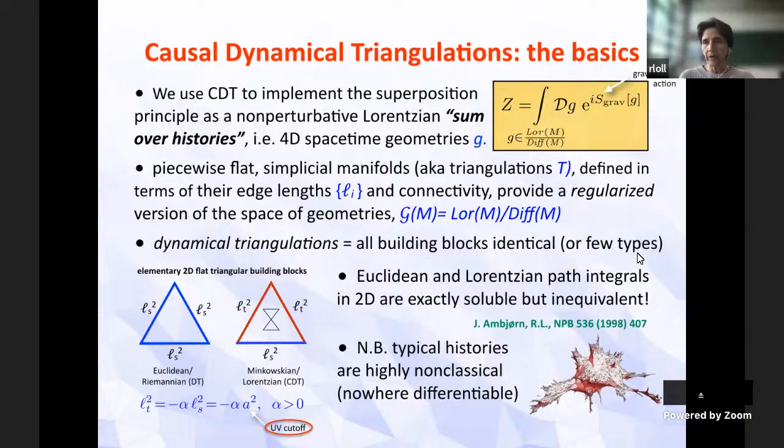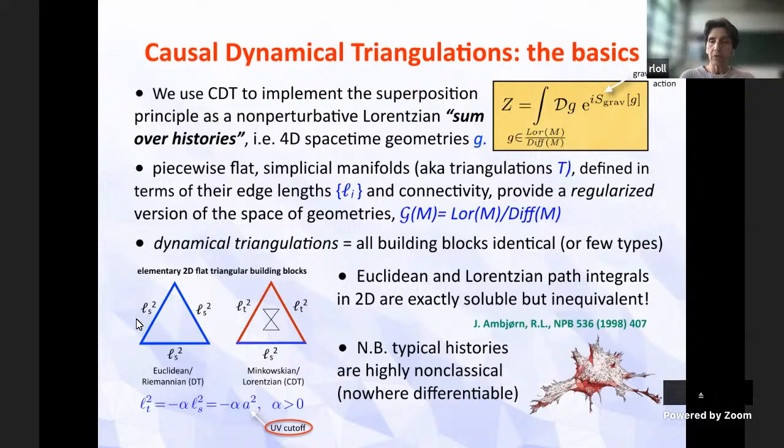If you go to Lorentzian signature, you want to allow more than just one type because you want to distinguish between time and space, but it's just a few building blocks. Then your task is to assemble curved piecewise flat geometries from these building blocks. To make this a little clearer, I've drawn here triangles, which are the elementary building blocks in 2 dimensions. If I was doing the 2-dimensional path integral in Euclidean signature, I would build my curved, piecewise flat geometries by gluing together these equilateral triangles.